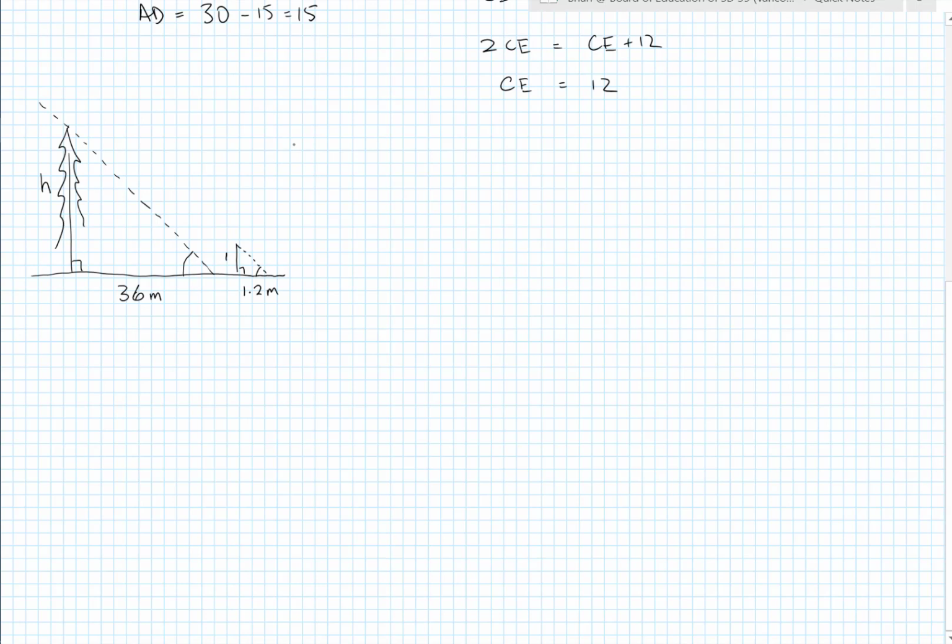We're looking for the height of the tree, and that corresponds to the height of the meter stick, which is a convenient value of 1. And then we get the length of the shadow of the tree, which is 36, and that corresponds to the length of the shadow of the meter stick, which is 1.2. H over 1 is obviously just h. 36 over 1.2 is 30. So the height of this tree is 30 meters.